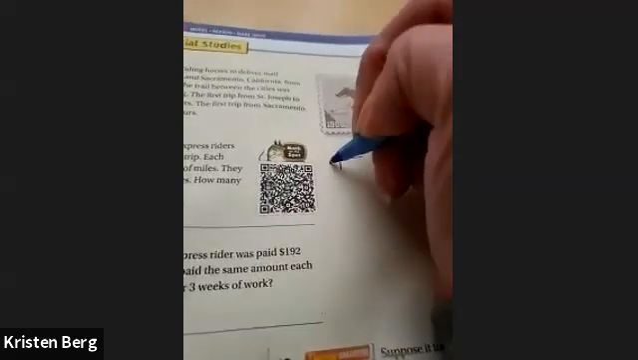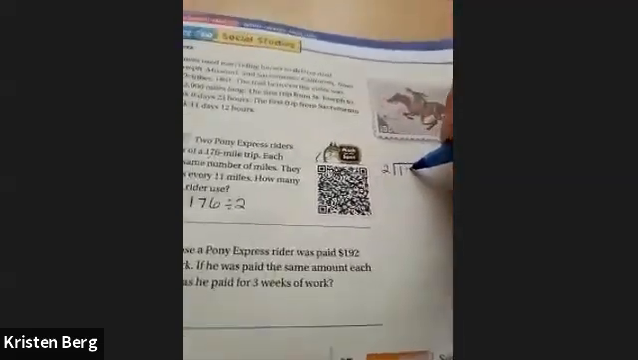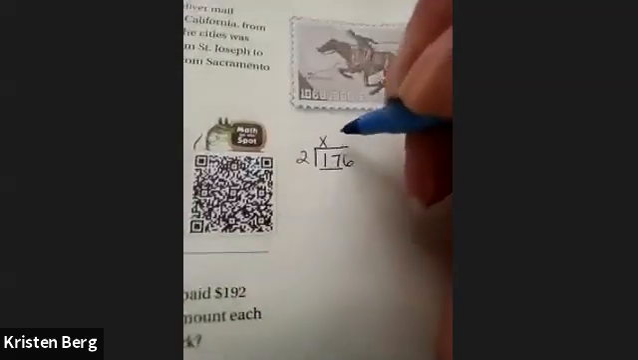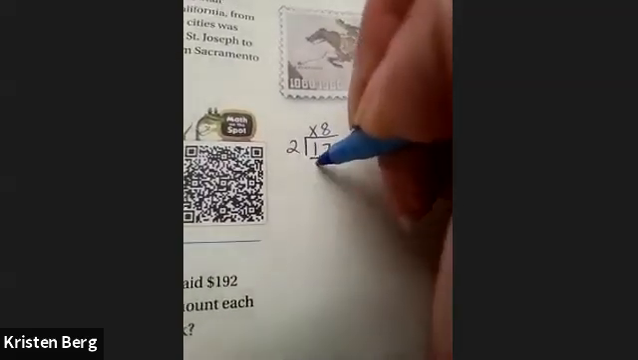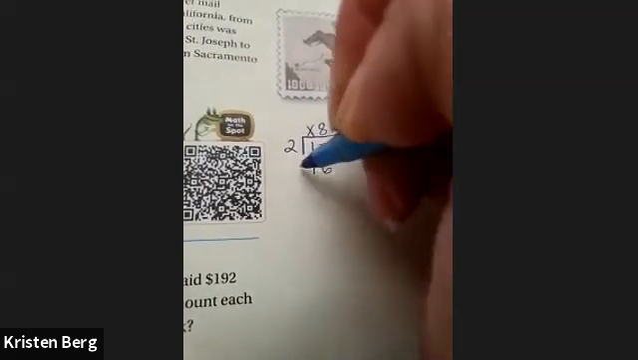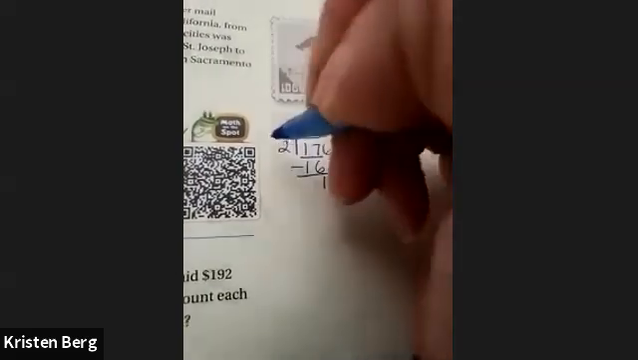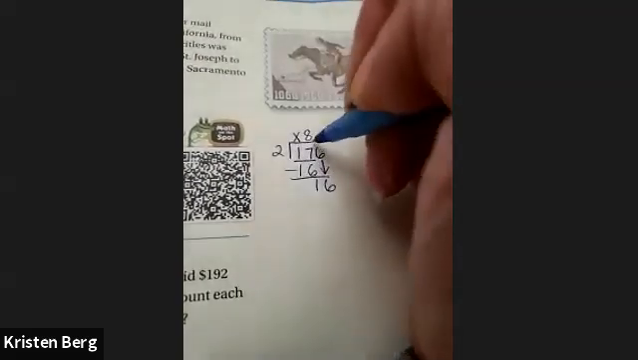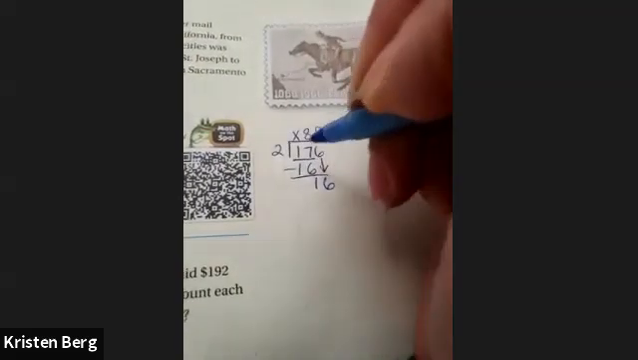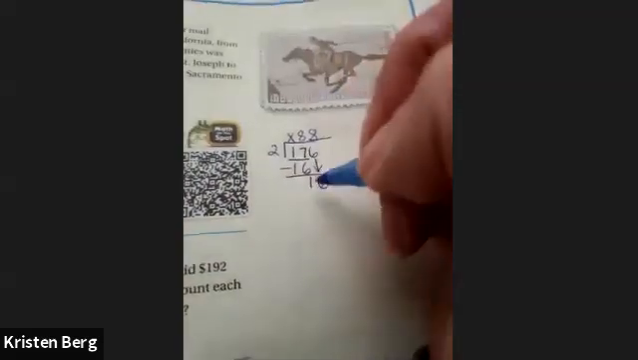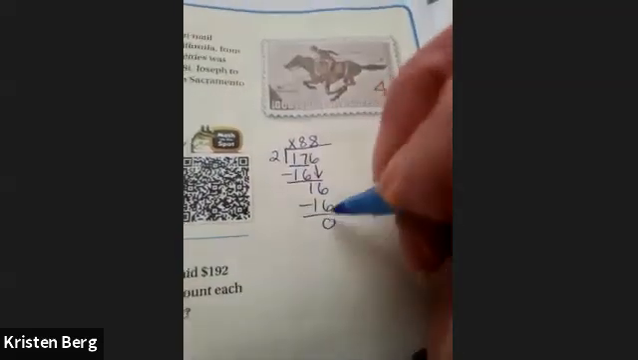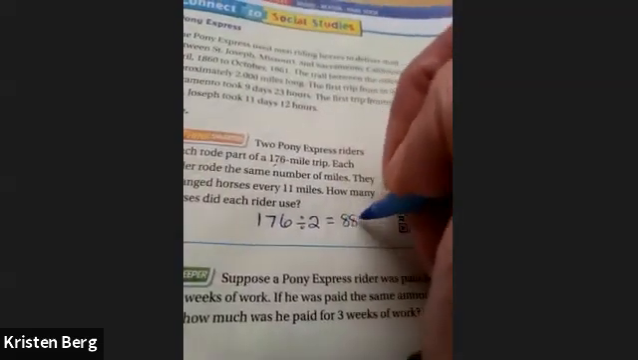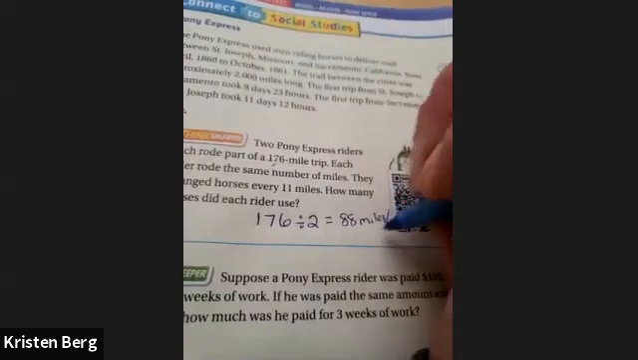So I'm going to put a 2 here and 176. So can 2 go in here? No. Can it go into there? Yes. That would be 8 times. So that would be 16. Subtract, that would be 1. Check it. We are good. How many 2's will go into 16? That is 8 times. 8 times 2 is 16 with nothing remaining. So that means each rider went 88 miles.